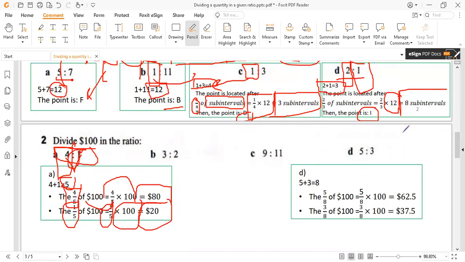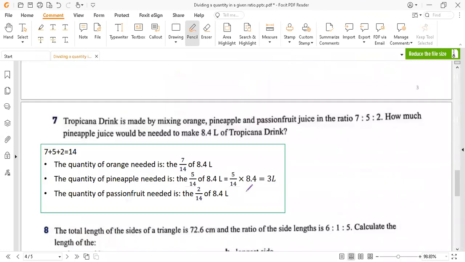Now, to divide $100 in the ratio 5 to 3, we add these two to obtain 8 parts. So the 100 is divided into 8 parts. So we have 5/8 of 100, which equals $62.5, and 3/8 of 100 equals $37.5. Okay.